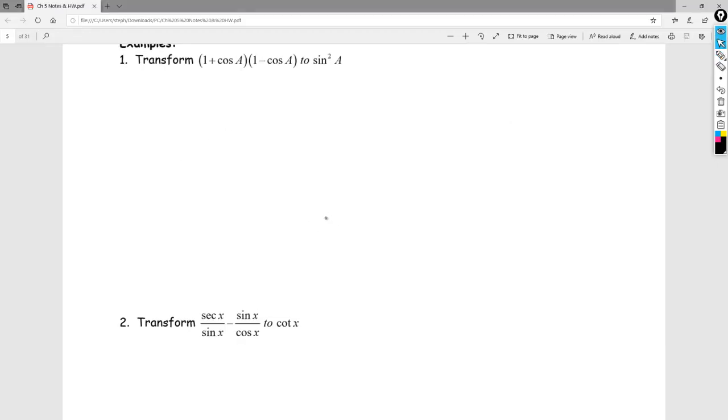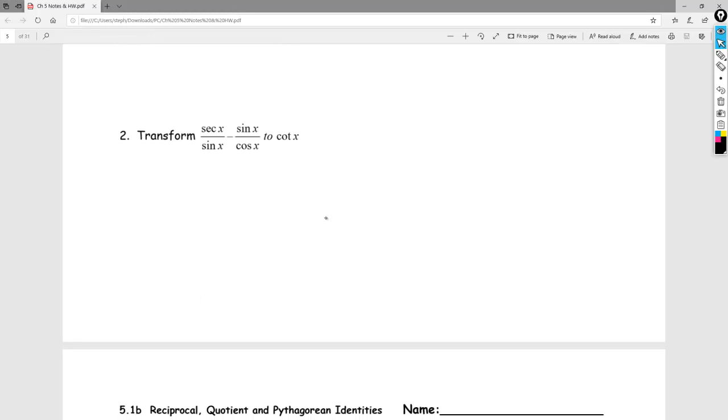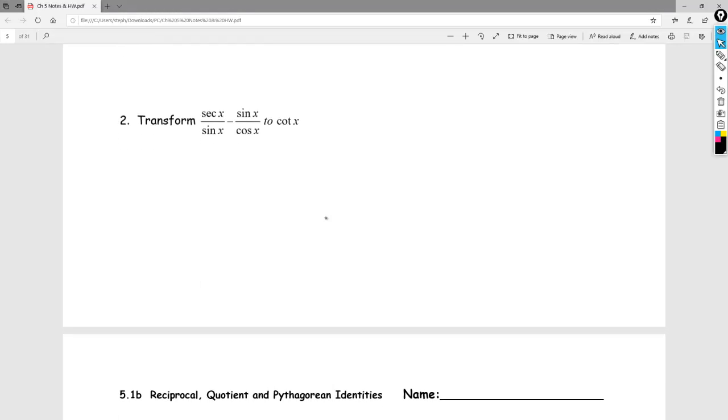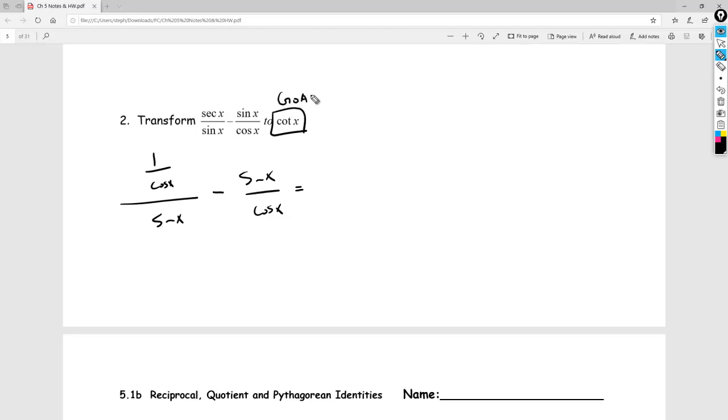Next they're asking me to transform secant over sine minus sine over cosine to cotangent. There are two methods that we're going to talk about here. One method, again, is to rewrite everything in terms of sine and cosine. So if I go ahead and do that, I'll end up with 1 over cosine, over sine of x, minus sine over cosine. And this should be equal to cotangent, which again is my goal.